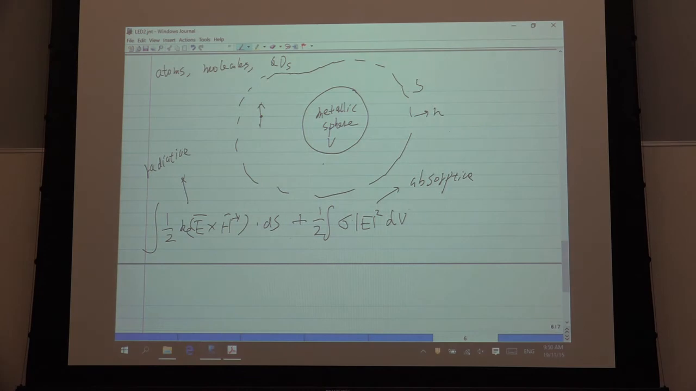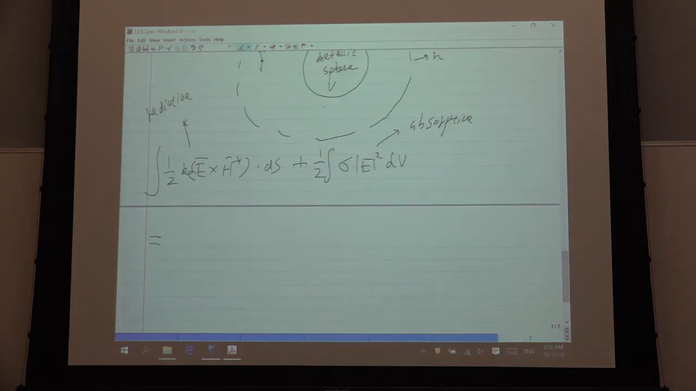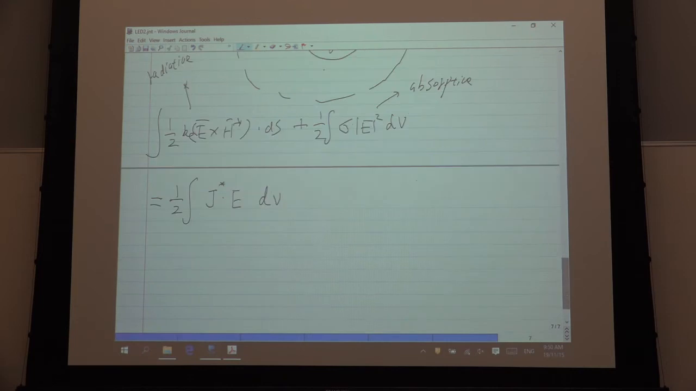So who gives this source? It's the dipole. It's just the dipole source, minus 1 over 2 real part of J dot E dV. From this equation, it's important to think that it's a real part. The source here is for active material. This is important. It's for active material.